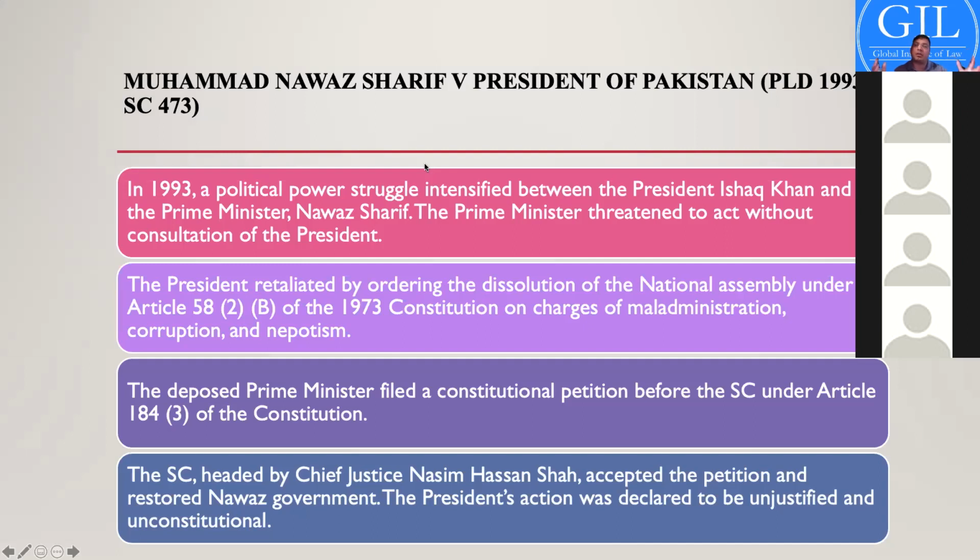Then another revolution happened in October 1999, but before that, something important took place. And that was the tussle between Prime Minister Nawaz Sharif and President Ghulam Ishaq Khan. Ghulam Ishaq Khan, relying on Article 58(2)(b) of the Constitution, which was inserted into the Constitution by General Ziaul Haq, dissolved the National Assembly on the basis of charges of corruption, maladministration, and nepotism. Sounds very familiar.